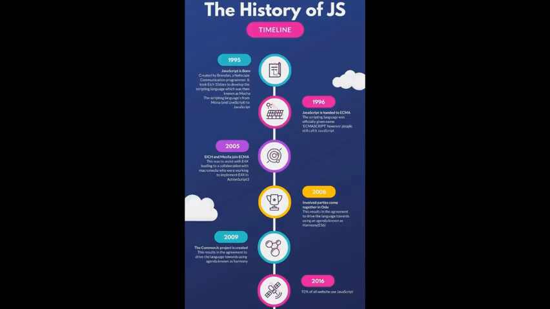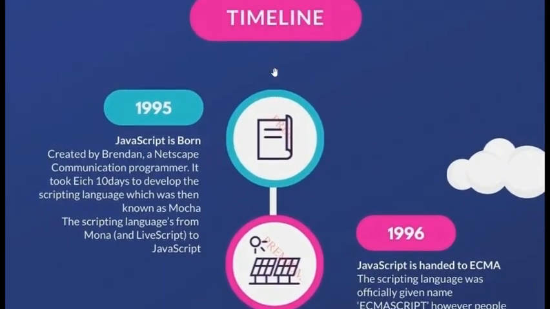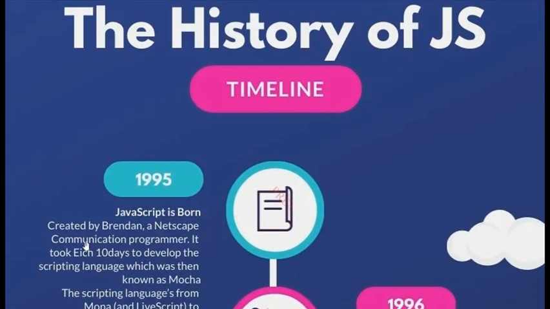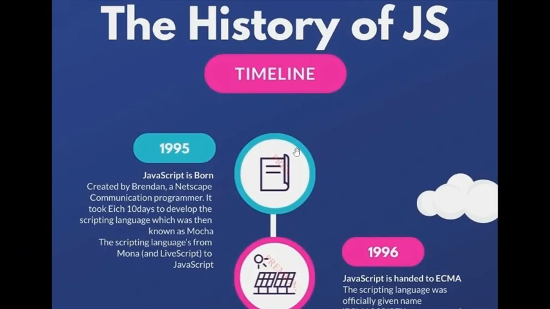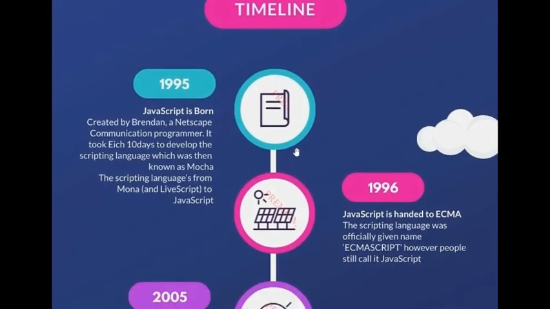To understand the history of JavaScript, you don't need to know each and everything, but knowing just an overview of these things is necessary. In 1995 JavaScript was born. A scientist named Brendan Eich was the founder of JavaScript. In 1996 JavaScript was handed to ECMA. ECMA stands for European Computer Manufacturers Association.